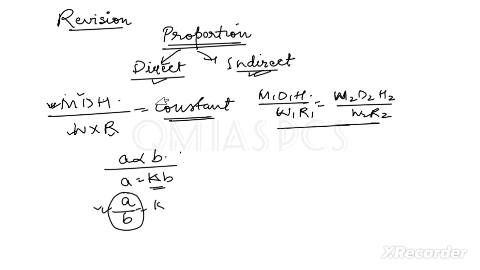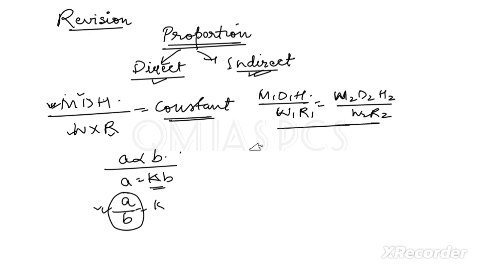So when the number of men is increased, you can increase the work, right? You can do more work: more men, more work. And when work is increased, their total cost will be increased, right? It is a direct relation. Now look at indirect relation.